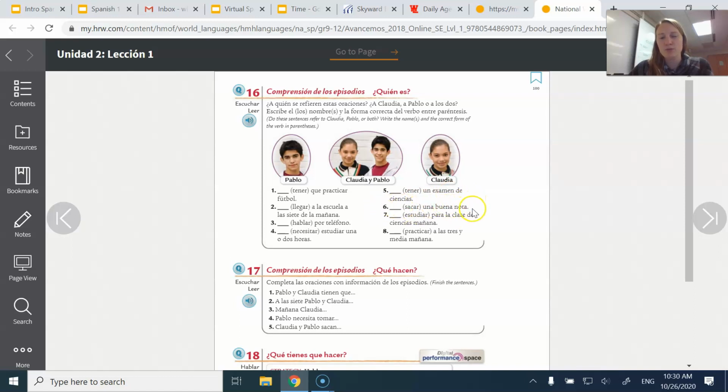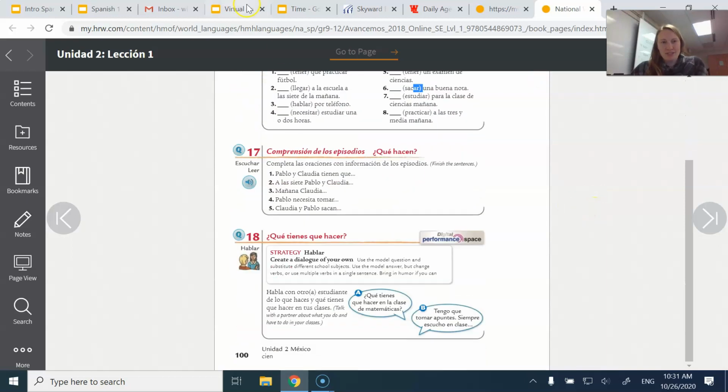Let's do one more. Blank, sacar una buena nota. I think they both got a good note, right? He said Pablo, he tiene un 90. Claudia tiene un 100. Both are good numbers. So Claudia y Pablo sacan, right? Take off the AR, add an A, and sacan una buena nota. Muy bien, chicos.